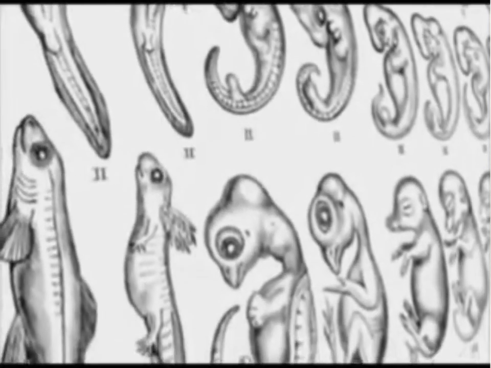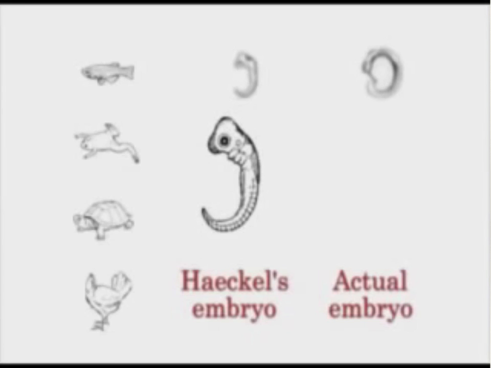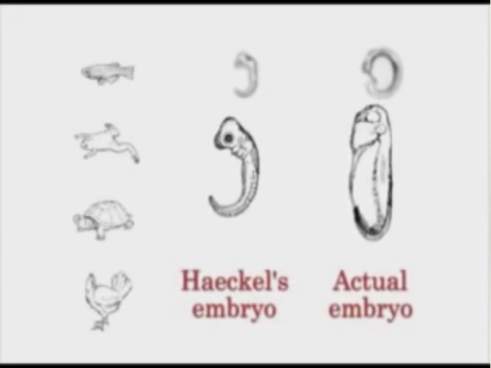The problem is that he faked his drawings. The early vertebrate embryos don't really look that similar at all. The problem with Haeckel's drawings wasn't just that they were inaccurate, they were actually false in many cases.